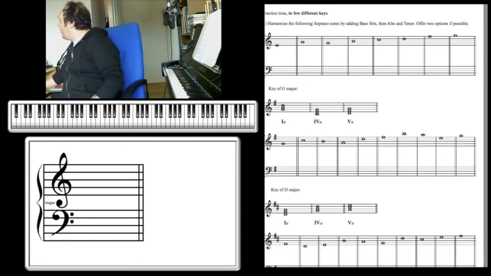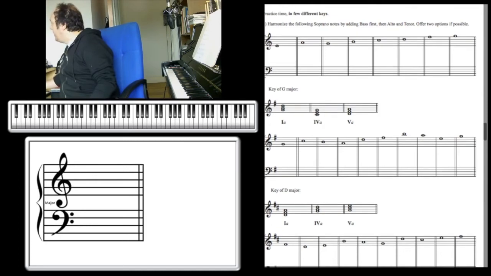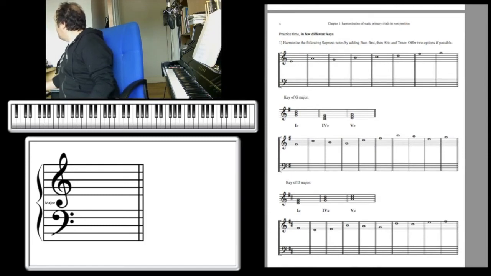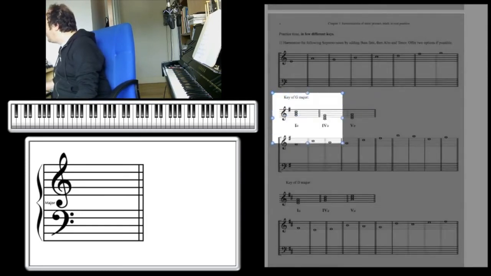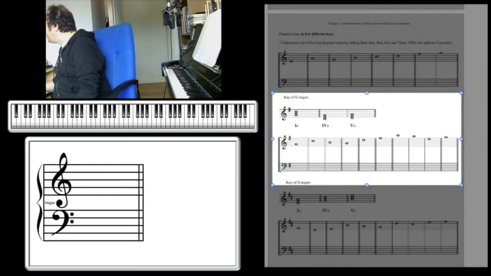At the end of the handout, you have practice time. See? Practice time in a few different keys. Let me make that smaller. There. Practice time in a few different keys. Harmonize the following soprano notes by adding bass first, etc. Now, the first one is in the key of C, then there's a few different keys. Key of G major. Next one is in G major.